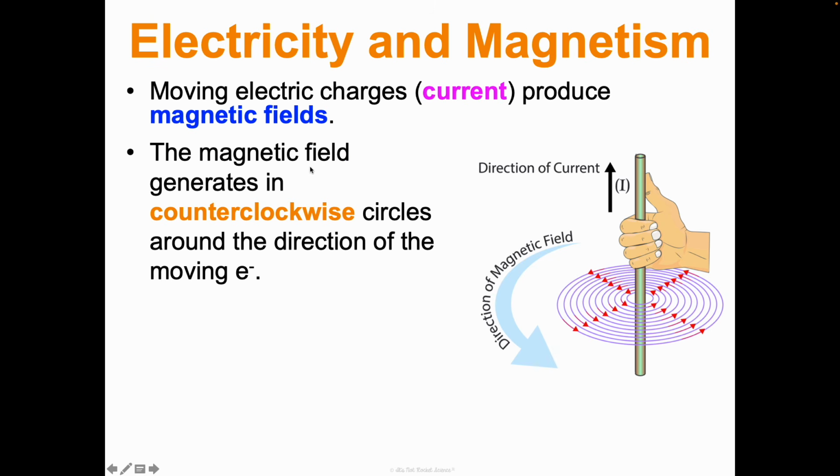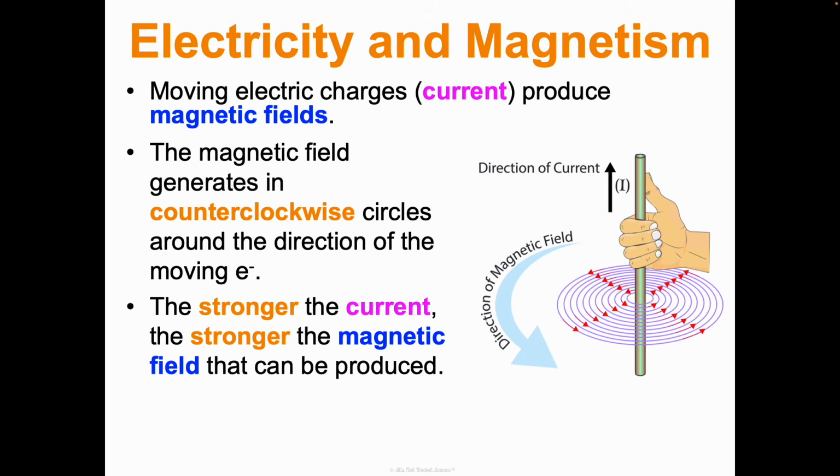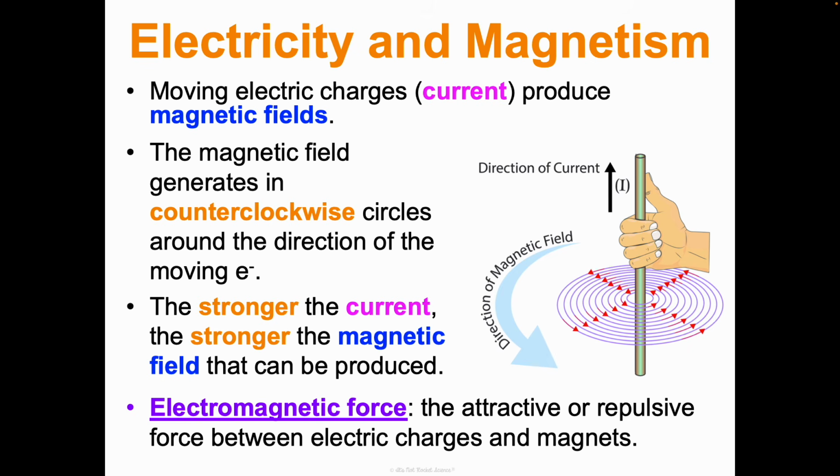So the magnetic field it generates is counterclockwise around the direction of those moving electrons, the direction of that current. Now, the stronger the current, the stronger the magnetic field that can be produced, okay? And so if we want a stronger magnetic field, we can increase the current.